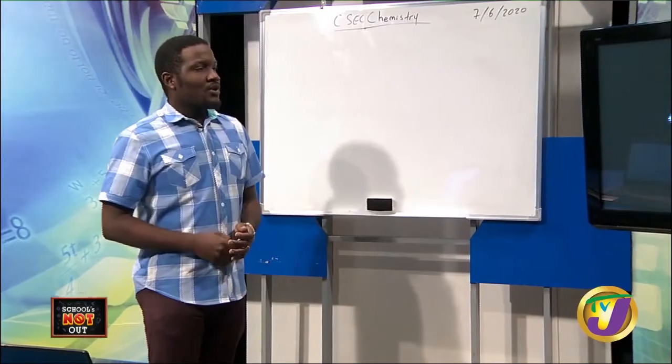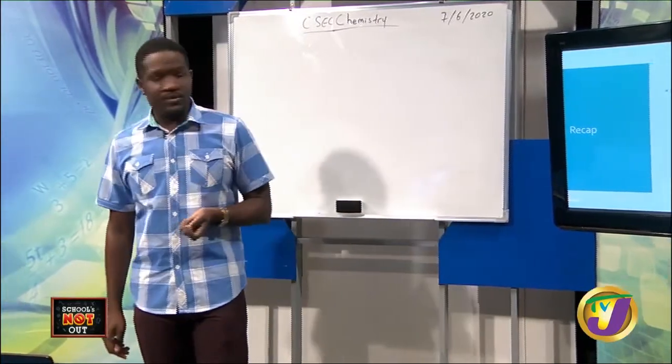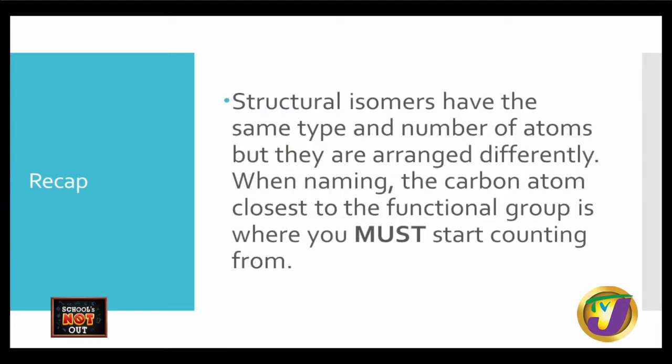So let's recap what we did yesterday. Organic chemistry is the chemistry of carbon compounds. Those that contain only single bonds belong to the group alkanes, and those with double bonds belong to the group alkenes. Those with the hydroxyl group, that OH group that we are so familiar with, are called alcohols. Now structural isomers, as we continue our recap, are the same type of molecules with the same number of atoms, but the way that they are arranged is very different.